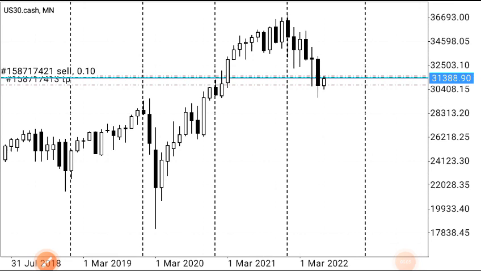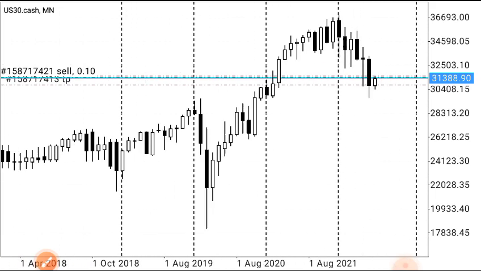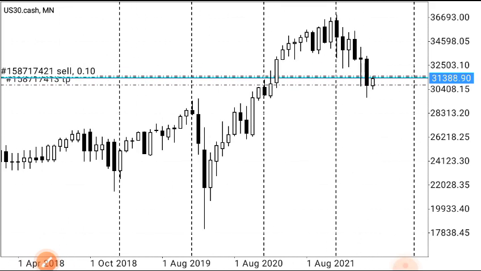Let us quickly have a look at the US30 index. As you can see, I have the monthly chart open, and by now a lot of you know that I usually start my analysis from the monthly chart and work my way down to the H4 chart, and sometimes the H1 chart, depending on what is going on on the H4 chart. Anyway, without wasting any further time, let us get straight into the analysis.